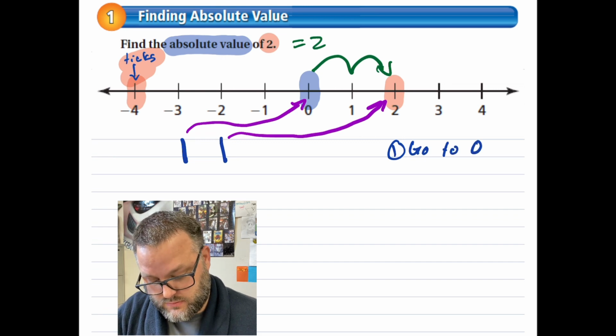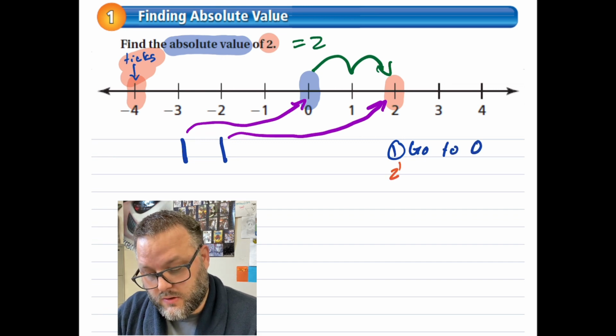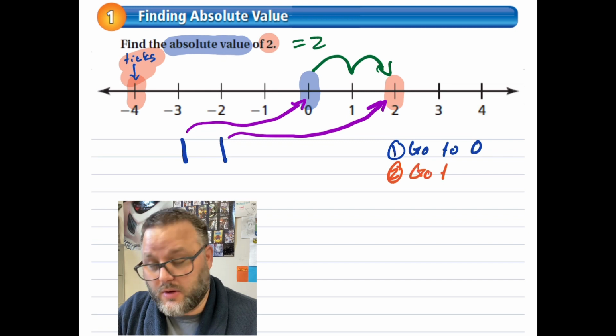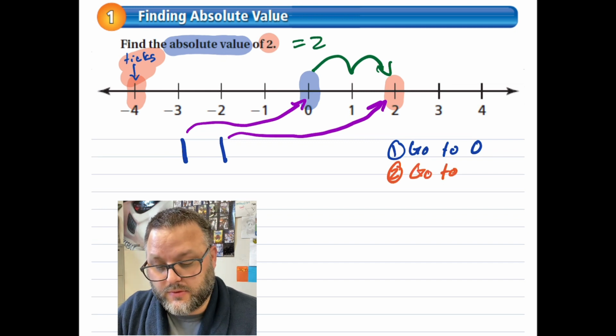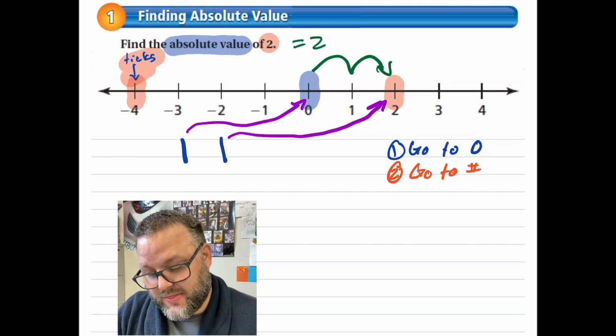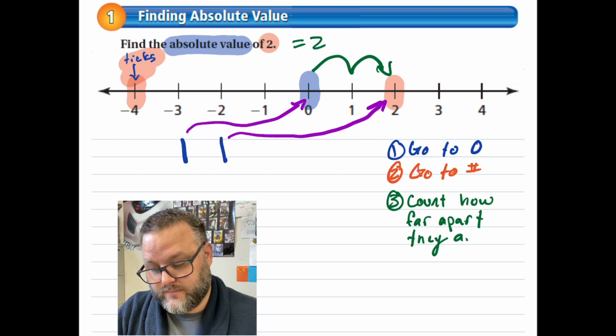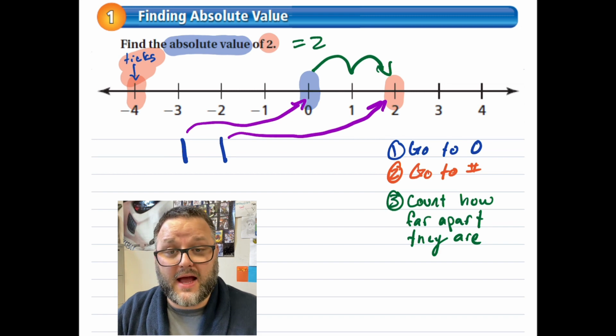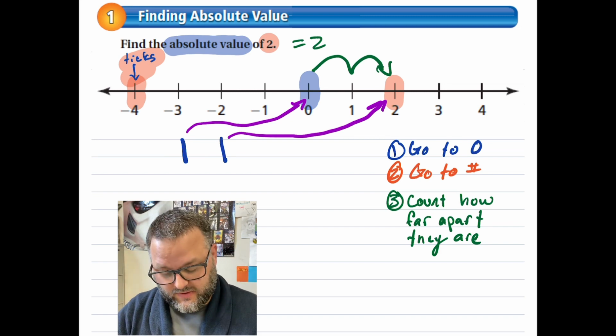So again, the actions we take are 1, go to 0. 2, go to whatever number it's telling us, go to number, okay? Not hashtag number. 3, count how far apart they are. Okay, those are our 3 actions anytime we see absolute value.